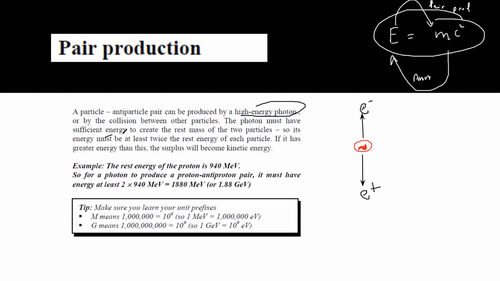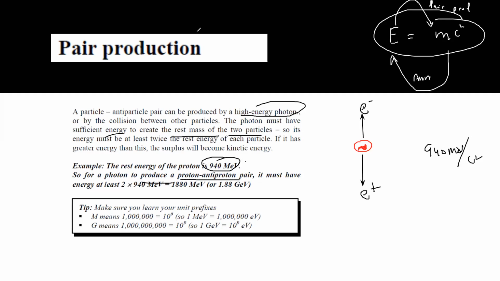The photon must have sufficient energy to create a rest mass equal to the two particles. The energy which the photon has must be equivalent to the sum of the masses of the two particles so that it can produce a particle and antiparticle. For example, the rest mass of a proton is 940 mega electron volt per c square. The rest energy is a similar idea, so rest mass will be mega electron volt per c square. So a photon produces a proton and antiproton.